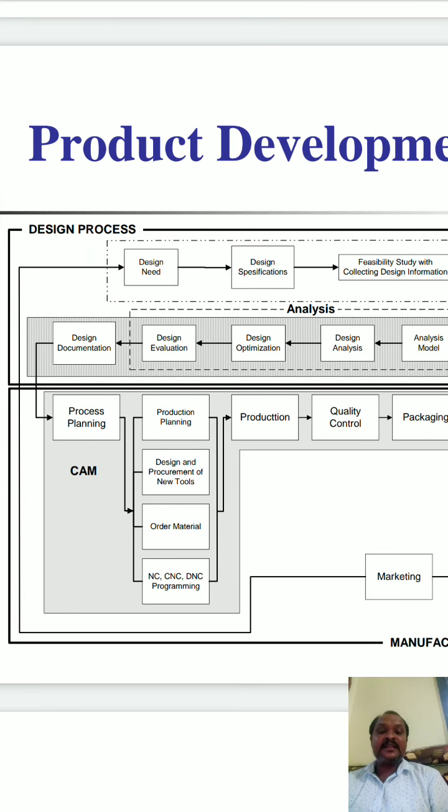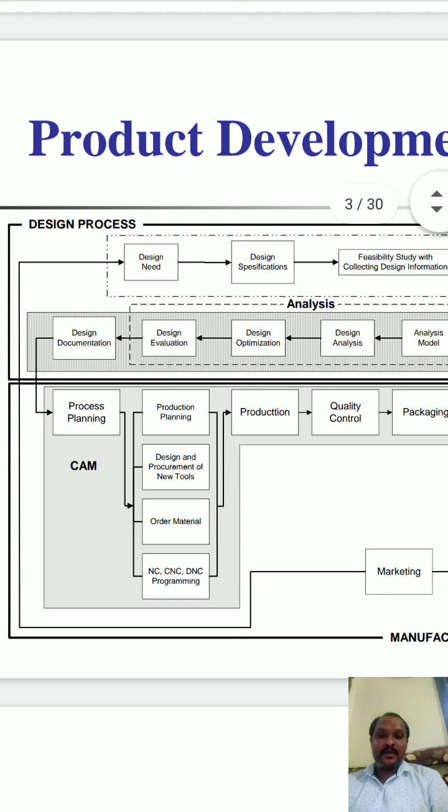The next part is the design specification. As in the pen example, what specifications should the pen have? It should write very smoothly. If we hold the pen in our hand, it should feel very smooth. It should be easy to keep in your pocket. It should not break easily, and it should last a very long time, etc. These are the simple specifications.